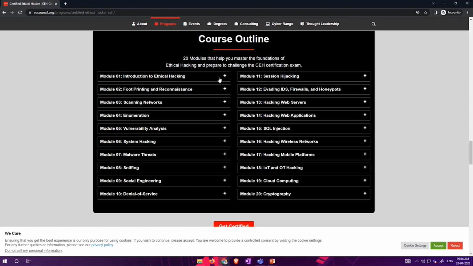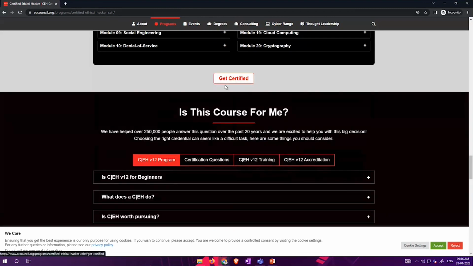Then we have scanning networks, enumeration, vulnerability analysis, system hacking, malware threats, sniffing, social engineering, denial of service or DoS attack, session hijacking, evading IDS, firewalls, and honeypots, hacking web servers, hacking web applications, SQL injection, hacking wireless networks, hacking mobile platforms, IoT and OT hacking, cloud computing, and cryptography. This is our course outline for CEH.